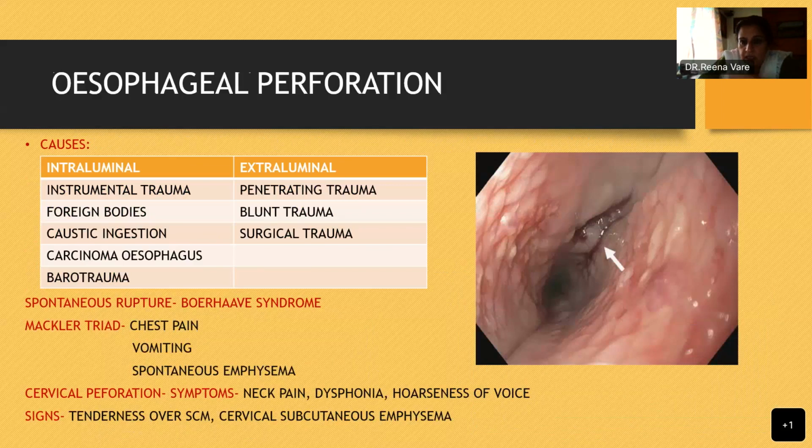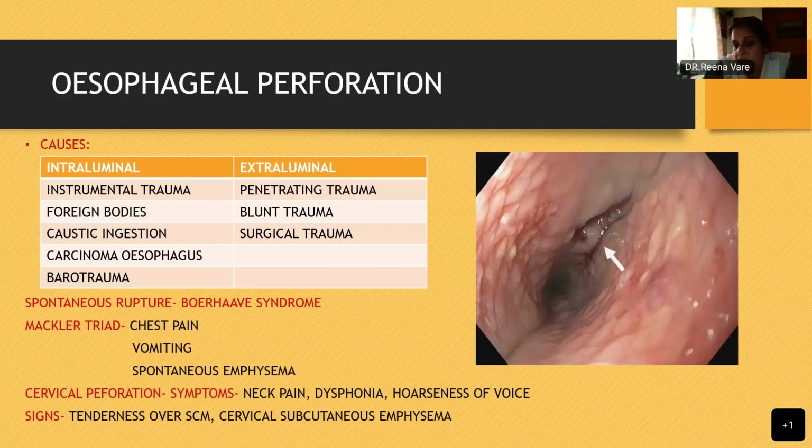Now, coming to the second point, that is esophageal perforation. Causes will be intraluminal and extraluminal. Intraluminal will be anything which is causing injury to the lumen of the esophagus from inside. Extraluminal will be that which is causing injury from outside the esophagus. Intraluminal will be either instrumental trauma during endoscopy, during any other surgery which has been done for the stomach, or any foreign body ingestion. Usually meat pieces get stuck over there. They cause some erosion.